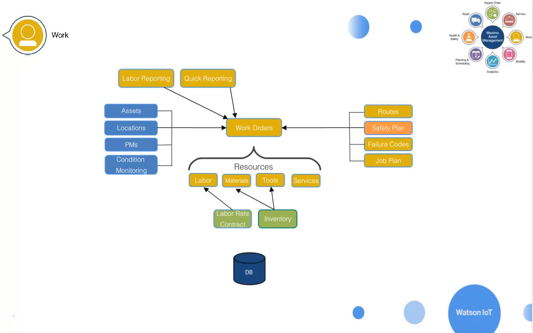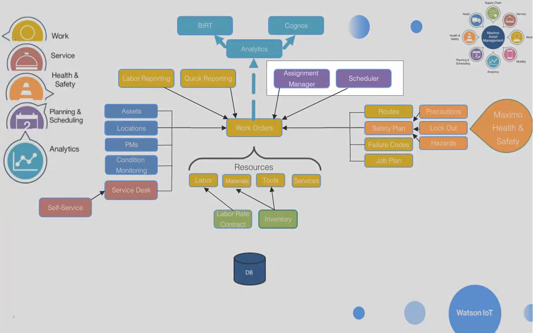Labour hours can also be reported and fed into the work order, so that accurate costs can be evaluated. Work orders can also be recorded in Maximo retrospectively through the quick reporting application. This record also ties in with many other areas of Maximo, including scheduling, health and safety, service management, and analytics. Assignment Manager can be used to match up work required with available labour, with clear visibility of booked hours and utilisation.